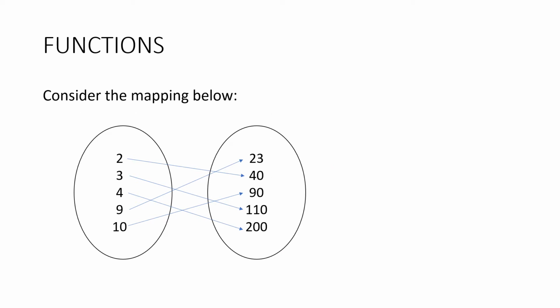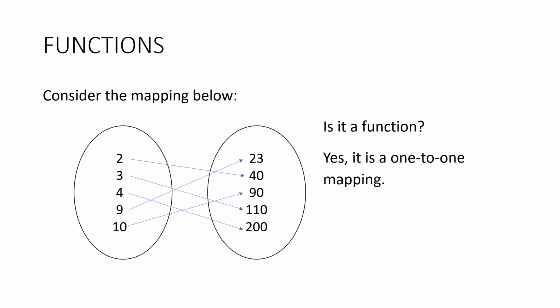Let's consider this mapping below. We don't really know what the function is here, if it is a function. But when I input 2, I get 40. When I input 3, I get 110. When I input 4, I get 200. When I input 9, I get 23. And when I input 10, I get 90. And that's it. So is it a function? Yes, it is. It's a one-to-one mapping. So I'm going from one input to exactly one output.